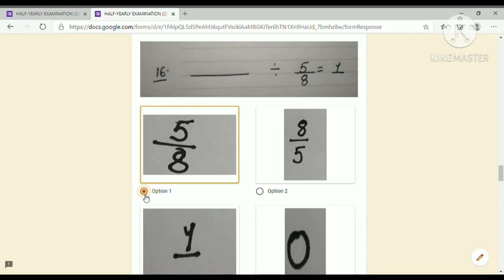In this way you can evaluate. Or in case of fractions, what happens? 5 by 8 divided by 5 by 8, what will happen? I told you that in case of division, the division gets changed to multiplication, and we take the reciprocal of the other number. That means 5 by 8 into 8 by 5, and 8 and 8, 5 and 5 get cancelled. So the correct option left is 5 by 8.